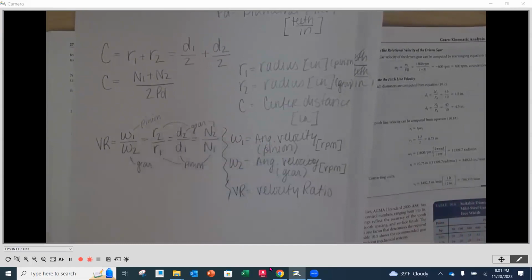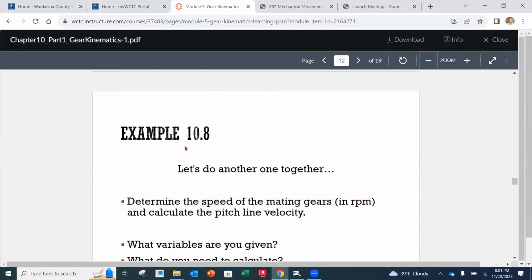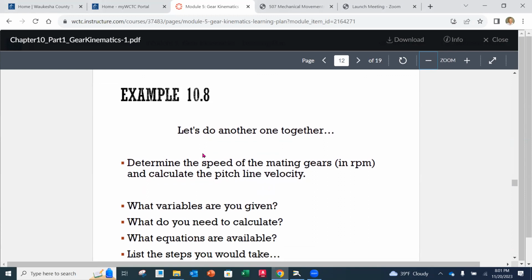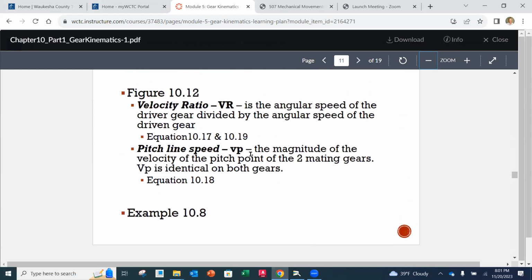Okay. So let's look underneath here. Let's look at example 10. So in this one, we want to determine the speed of the mating gears in RPMs and calculate the pitch line speed. Oh, I didn't talk about pitch line speed. We got to go back. Sorry. It is here. Pitch line speed. So yeah, we're not quite ready for the example. Let's talk about pitch line speed. Okay. So we're going to go back to the illustration on 273.